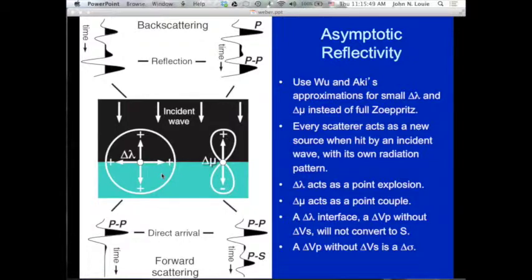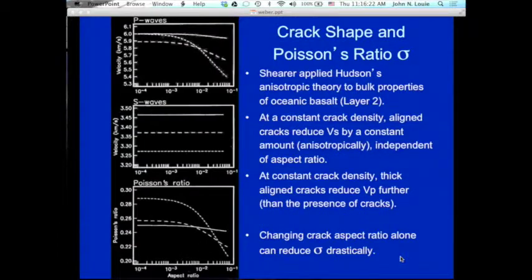then you don't get any S conversion. And we didn't see very much S conversion at that bright spot. It was all P to P. Okay? There was no S conversion. There was very little S reflectivity at that bright spot. There was lots of P reflectivity at that bright spot. So a delta VP without a delta VS, that's a delta sigma, a delta Poisson's ratio. So we changed Poisson's ratio in the bright spot. The bright spot has a different Poisson's ratio than the slab interface outside the bright spot.